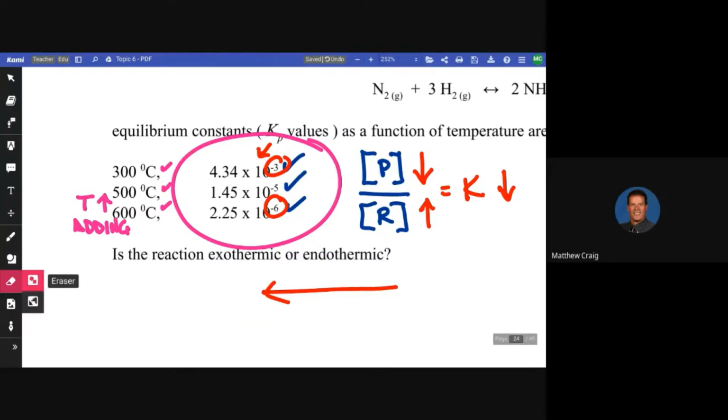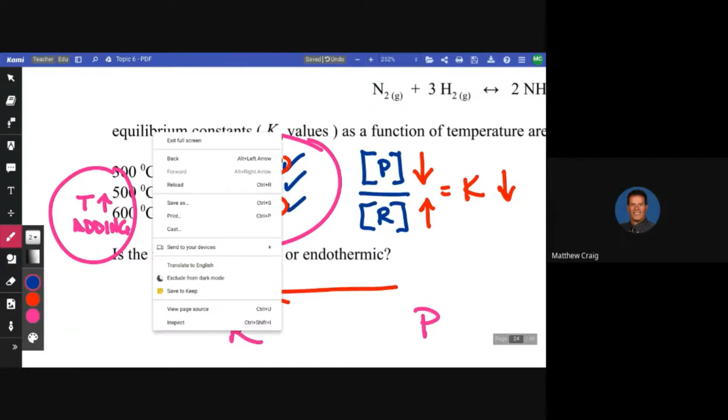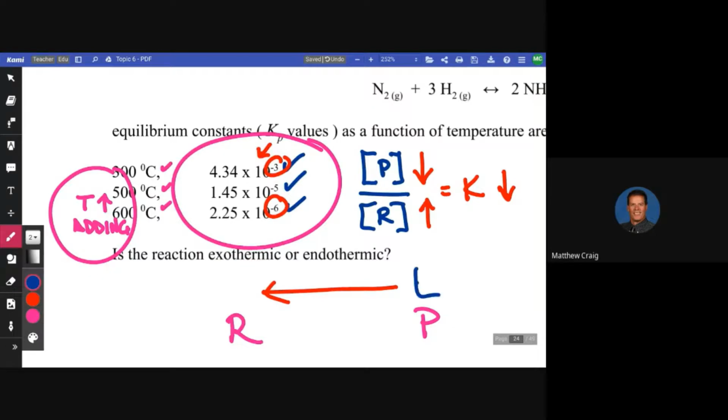Therefore, my question to you is, if we're adding energy, which end, the reactants or the products, is the energy on? Very good. We shift away from the addition of the energy. Therefore, this is an exothermic reaction.